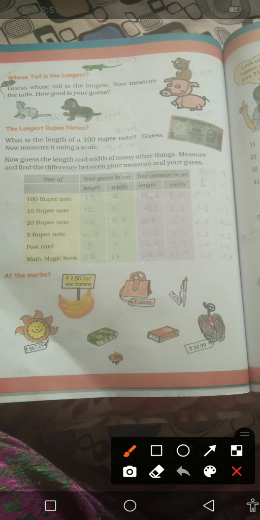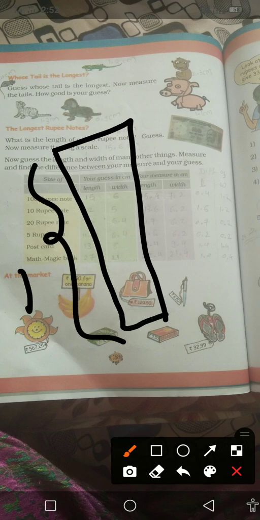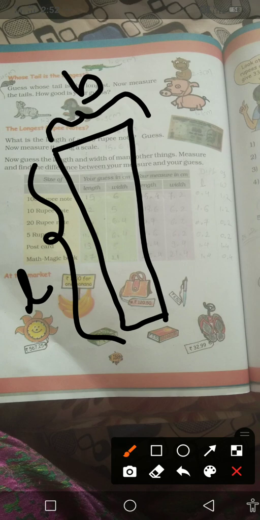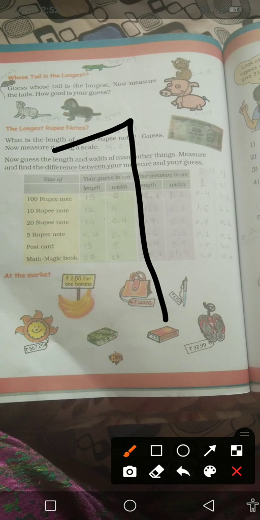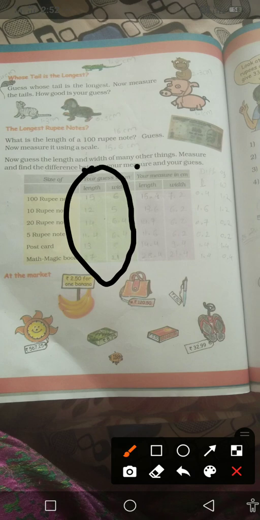So you have to first guess its length and width. Length and width means चौड़ाई, length means लंबाई. Suppose it is your note, so this one is called length and this one is called breadth, otherwise we can say width. My drawing is not good like you students, so you have to check by yourself. And this one is your guess of length and width, but after that you have to use a scale.